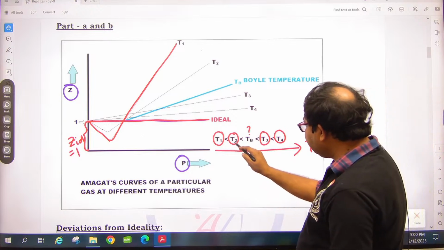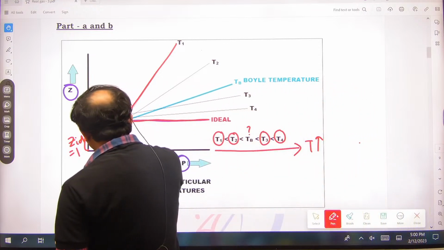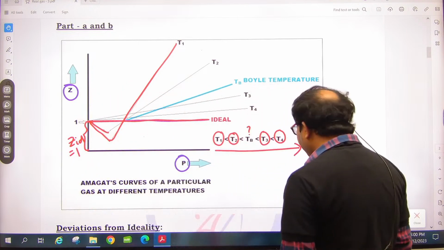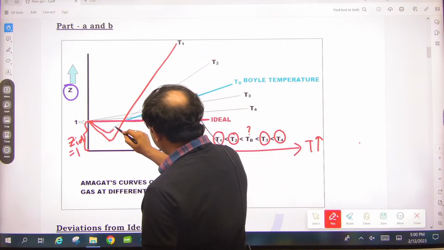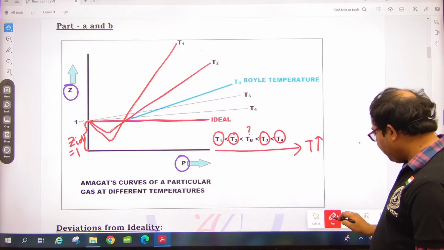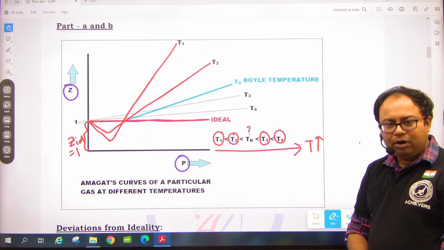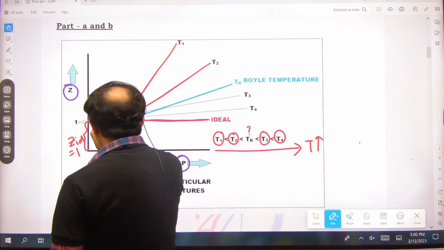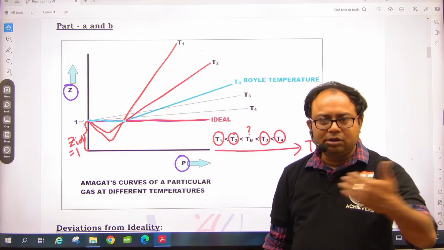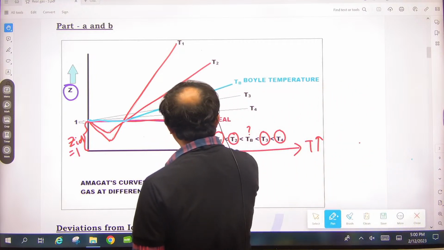Now you increase the temperature to T2. The downward movement has been lowered a bit, and the upward movement also has been lowered a bit. Now what about TB? For TB, you don't have any downward movement initially. It goes along the ideal line. Then you have just the upward movement.